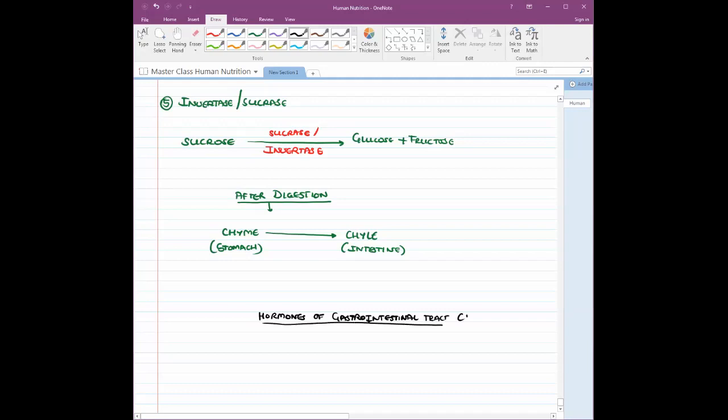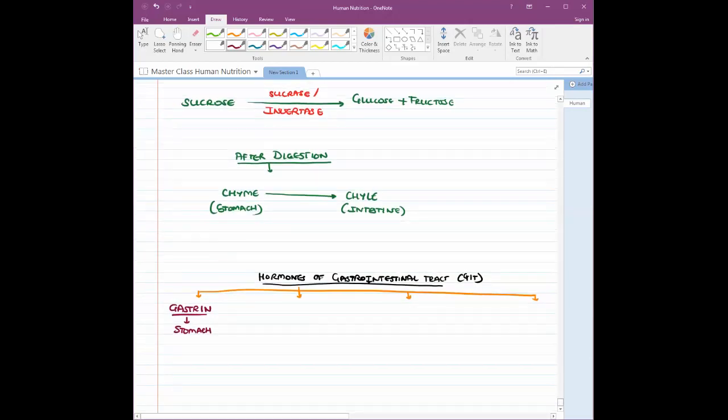GIT is gastrointestinal tract. Now, guys, there are actually four different hormones which are going to play an important role. Who is producing this? This is going to be done by your stomach and intestinal mucosa. Who is the first one? The first one, we are going to see in your stomach. This is gastrin. Gastrin is going to be produced in the stomach, by the stomach walls.